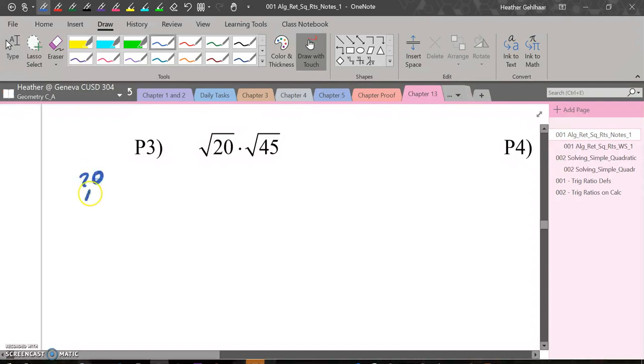So then 20, I'm going to go through this one a little bit quicker. So this is going to be 4 times 5. Then we have 2 and 2. 45, we can divide this here by 5 and 9. And then we have 3 and 3.